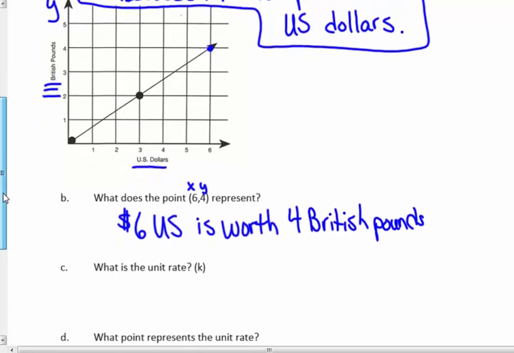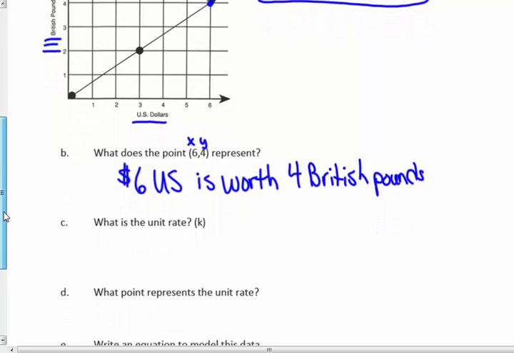What is the unit rate? Well, it's right here when x is 1, but I don't know. What is the unit rate? What's the k? Well, k is y divided by x. I know one point is the y is 6 and the x is 4. I also know this point, where the y is 2 and the x is 3.